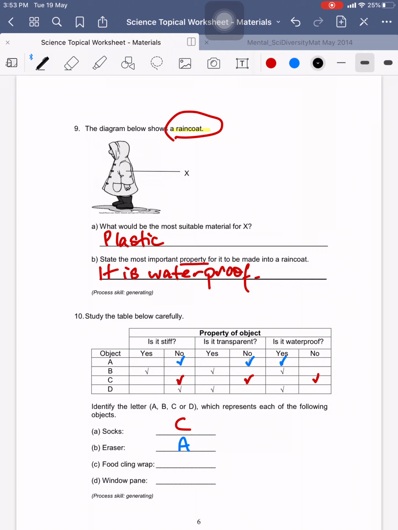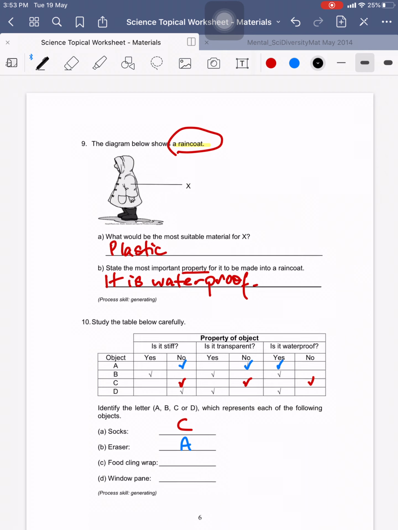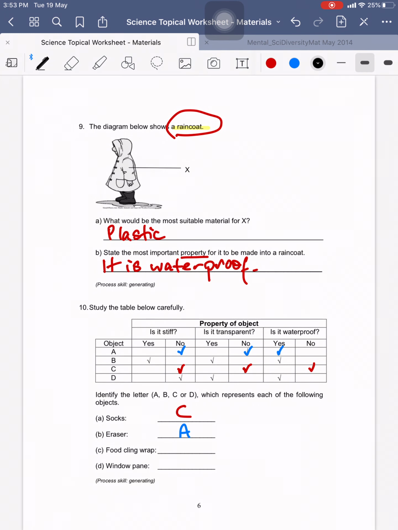Okay, for part C, foot cling wrap. Now foot cling wrap, it will be D. Well, because it's not stiff, it's transparent, and it's also waterproof. And the last answer, of course, will be B. Alright, because it's stiff, it's transparent, and it's waterproof.